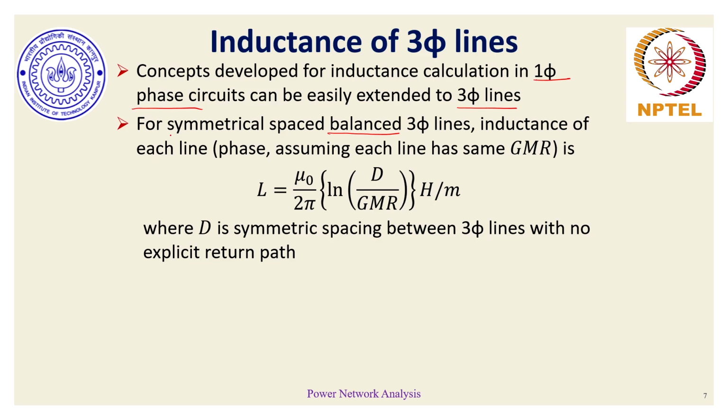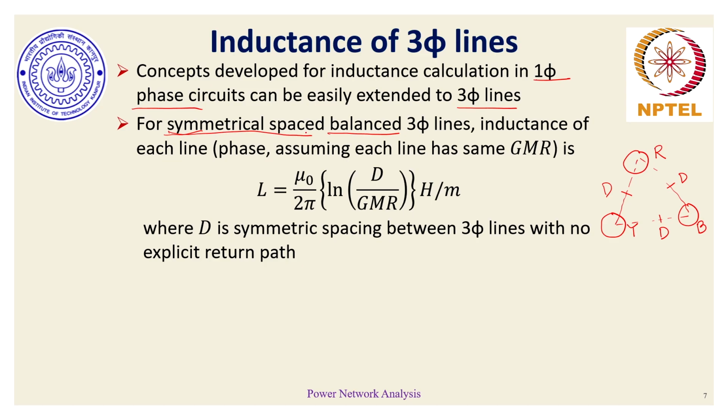For symmetrical spacing of three-phase lines, if I have one composite conductor for phase R, one for phase Y and one for phase B, then symmetric spacing means that these conductors are placed at the same distance from each other, let's say distance D. If the distances have to be the same, then essentially these conductors are placed at the tips of an equilateral triangle whose side is D. Each of the sides is D. That is what is meant by symmetric spacing.